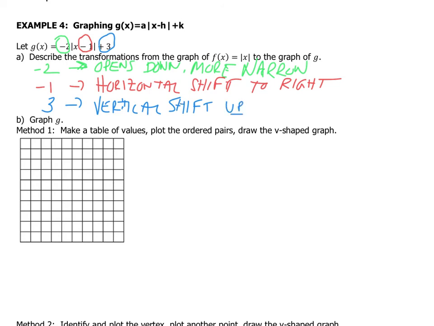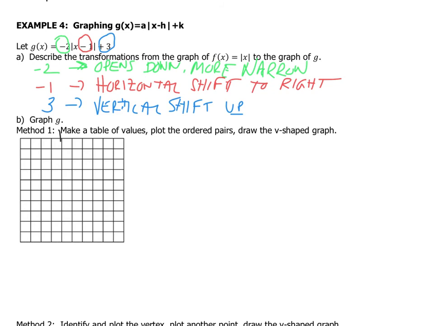Okay, so the vertical shift is happening on the outside of the absolute value, and it is telling you exactly what you say. So a plus 3 means up, a minus 3 would be down. So that's what those are first talking about. There are two methods to work on this, and we've already started to see these.